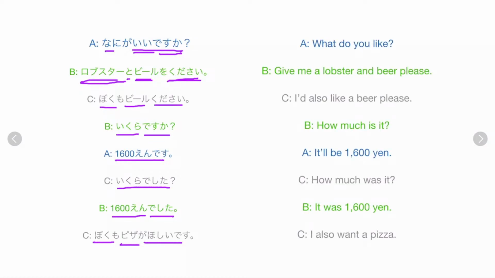Okay? Here is the full conversation in English. So, nani ga ii desu ka? What would you like? Lobster to biru kudasai. Please give me lobster and a beer. Boku mo biru kudasai. Please give me a beer too. Ikura desu ka? How much is that? 1600 yen desu. It'll be 1,600 yen. C then, who wasn't paying attention, ikura deshita? How much was it? B says, 1600 yen deshita. It was 1,600 yen. C realizes, oh, we can still spend a little money then. It's not too expensive. And then says, boku mo pizza ga hoshii desu. And then I would also like a pizza.